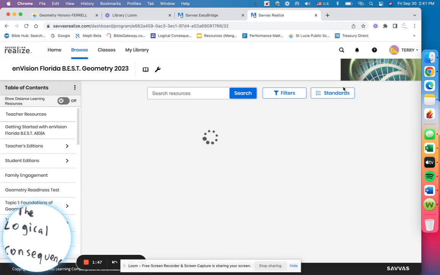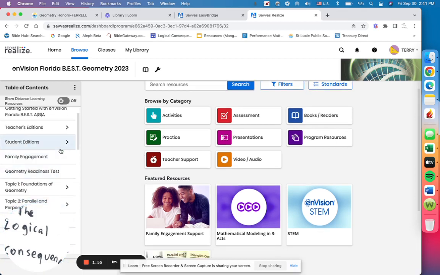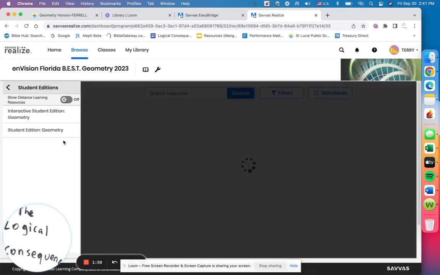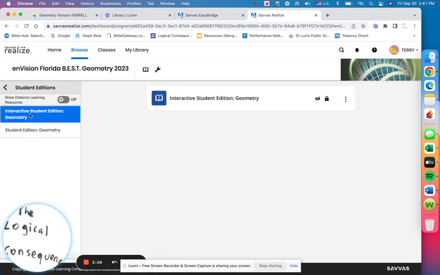And it's just going to pull up your book. This is all the resources that I have as a teacher. You probably don't have this many resources, but I'm going to look over here where it says student edition. Yours probably doesn't say teacher edition. So I'm going to click on student edition and use the interactive student edition. It's a little easier to navigate than the other one. And then I'm going to click it. I guess I need to actually click it. Thought I clicked it.